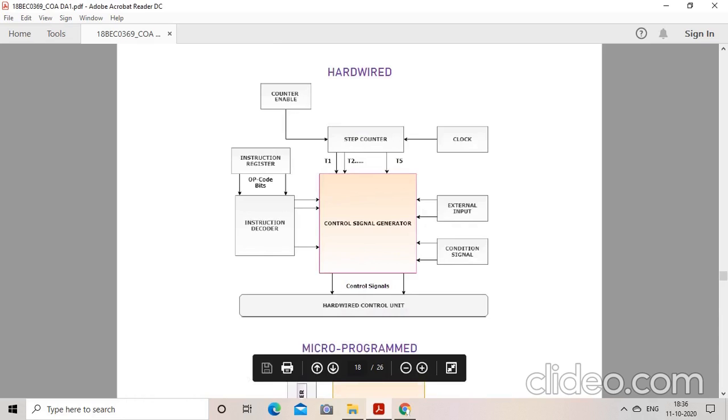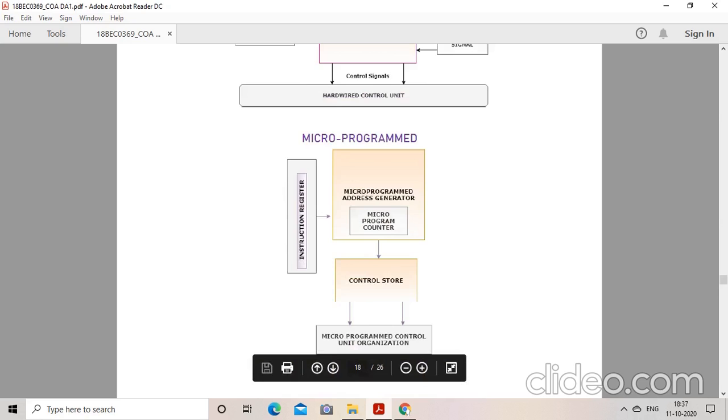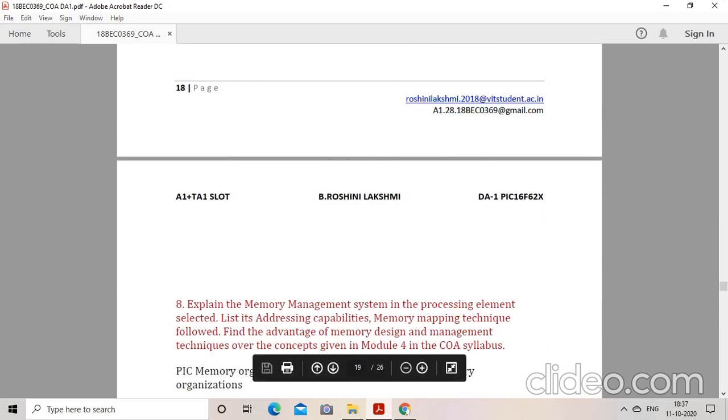Here for hardwired, the instruction decoder output, external input, conditional signal information, and step counter information are all sent to the control signal generator, and from here the information is passed to the hardwired control unit. Similarly, in microprogramming, the instruction register is first passed to the microprogram address generator, from here to the control store and then to the control unit organization.